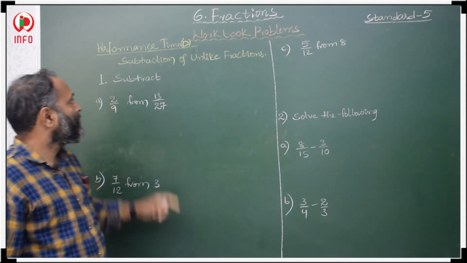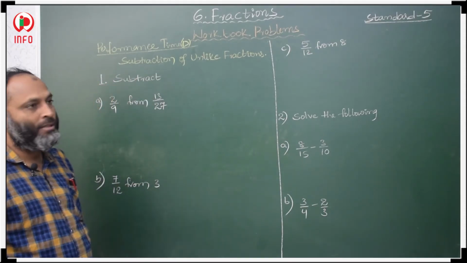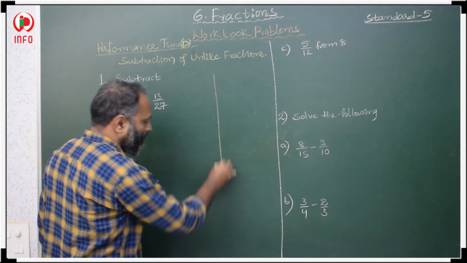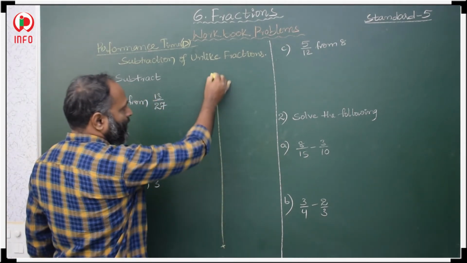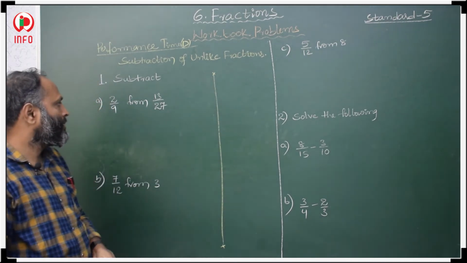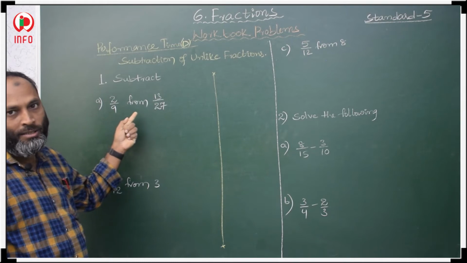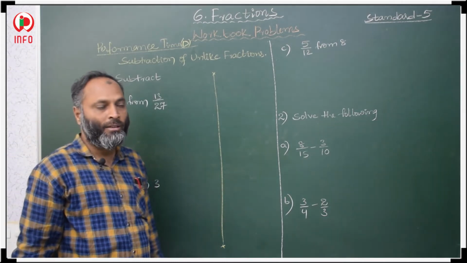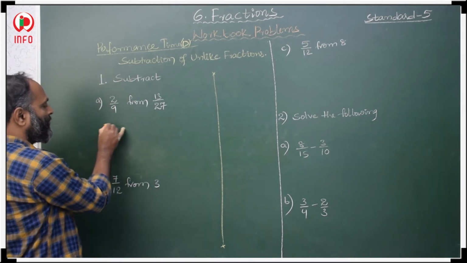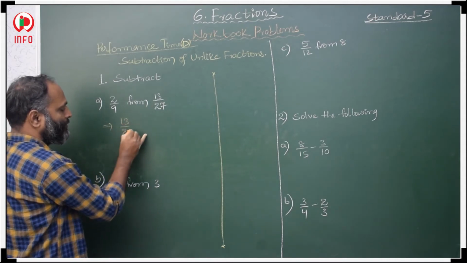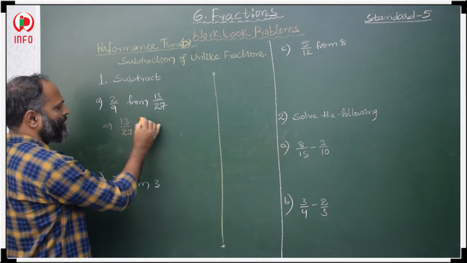Now the next concept, unlike fractions. How to find the difference of unlike fractions. We have to find the difference of unlike fractions by converting them to like fractions. From means from fraction we have to take first. From fraction is 13 by 27 minus 2 by 9.